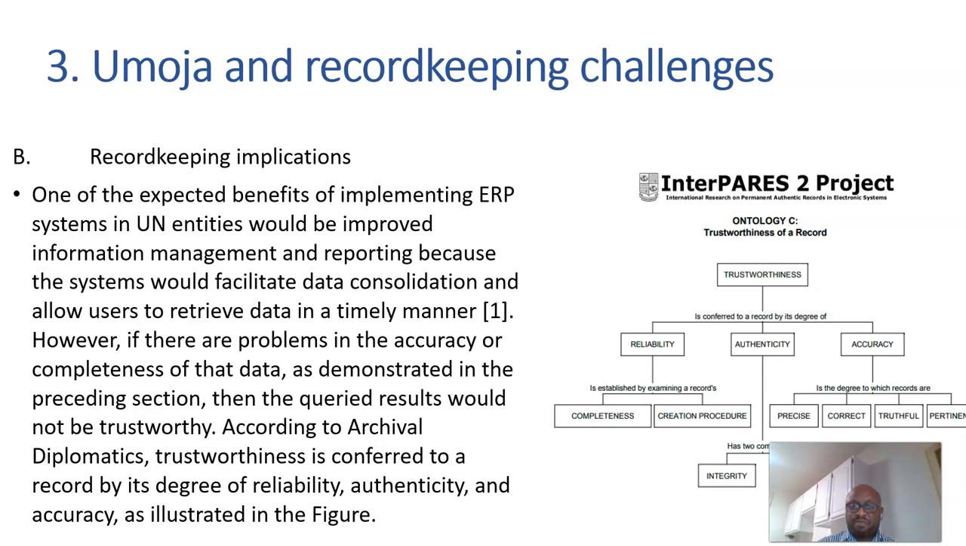If one of the expected benefits of implementing ERPs is improved information management and reporting, it is critical that the accuracy and completeness of data is looked at quite seriously. Otherwise, we would not be able to confer any trustworthiness to the records. According to archival diplomatics, trustworthiness is conferred to a record by the degree of reliability, authenticity, and accuracy, as illustrated in the ontology in the diagram.